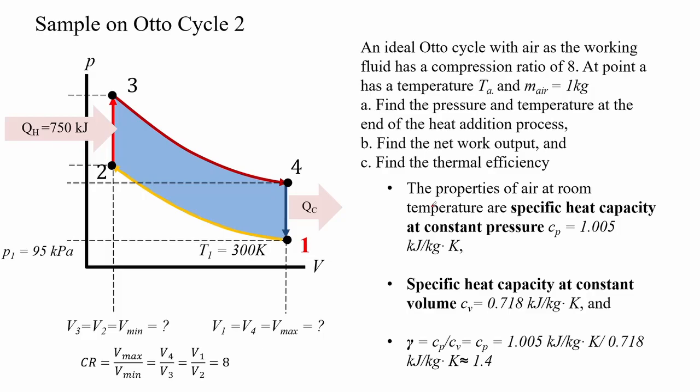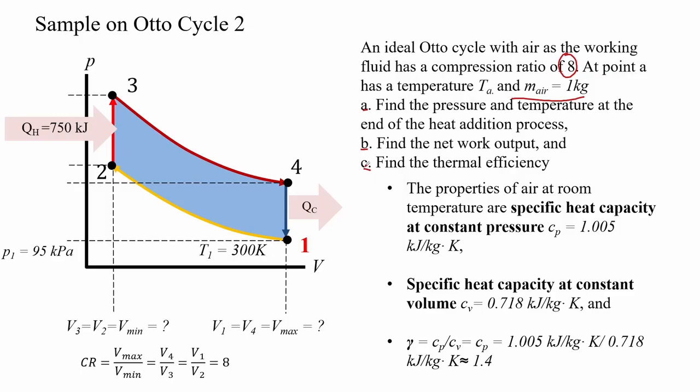Here we have an example on an Otto cycle. An ideal Otto cycle with air as the working fluid has a compression ratio of 8. At point A has a temperature TA and mass of air equal to 1 kg. For letter A, find the pressure and temperature at the end of the heat addition process. For letter B, find the net work output, and for letter C, find the thermal efficiency.